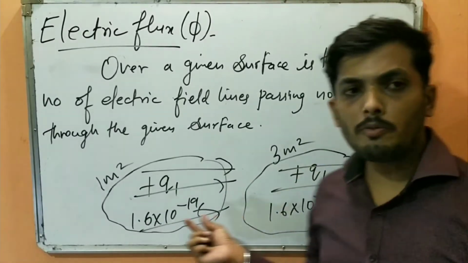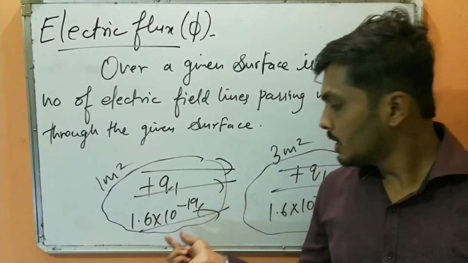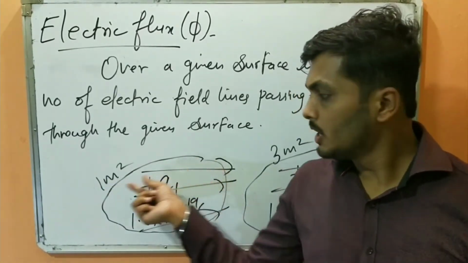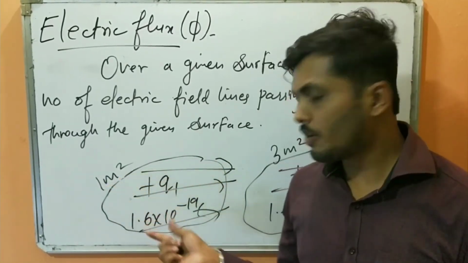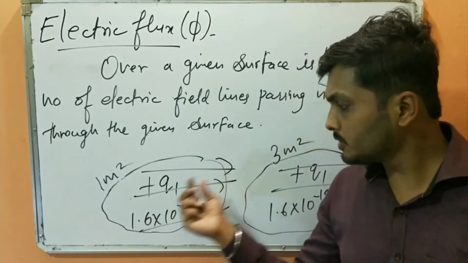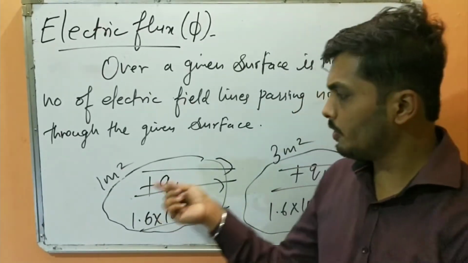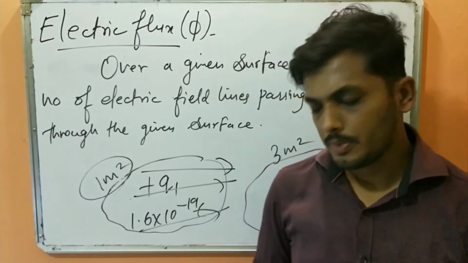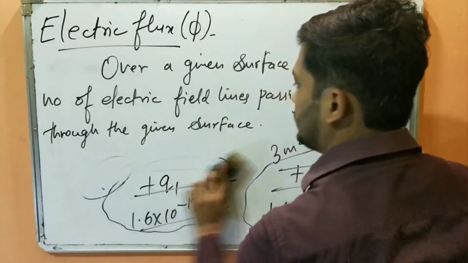Now you tell me where will the flux be maximum. Here the charge on both sides is the same, but the area is different. Here since the area is smaller, flux will be more. So electric flux is nothing but the total number of electric field lines passing over the given surface area. So have you understood what is electric flux?